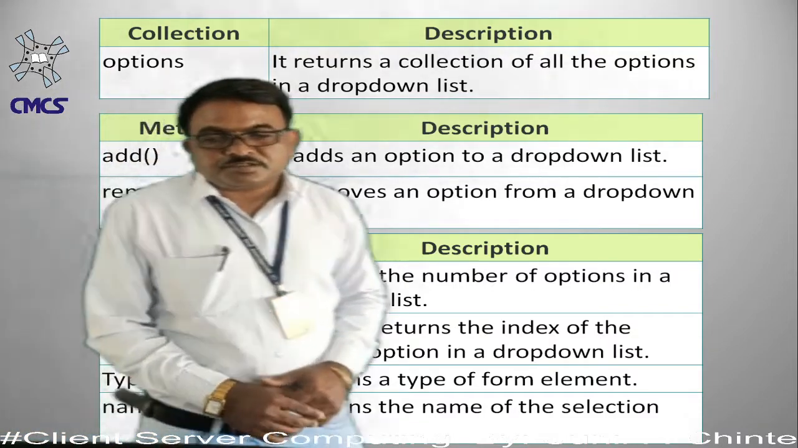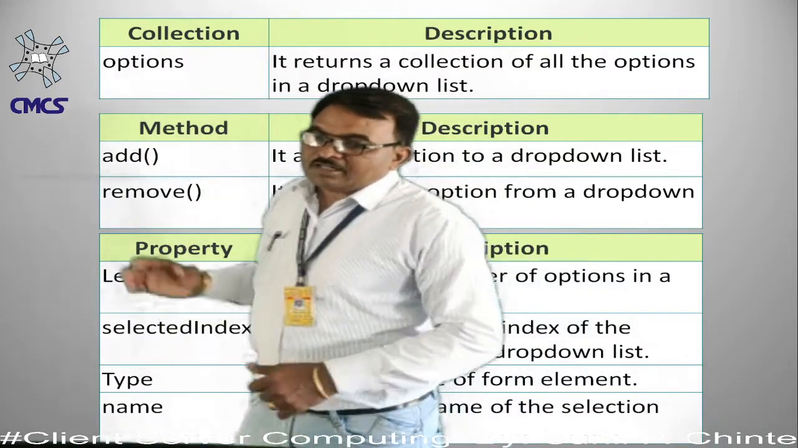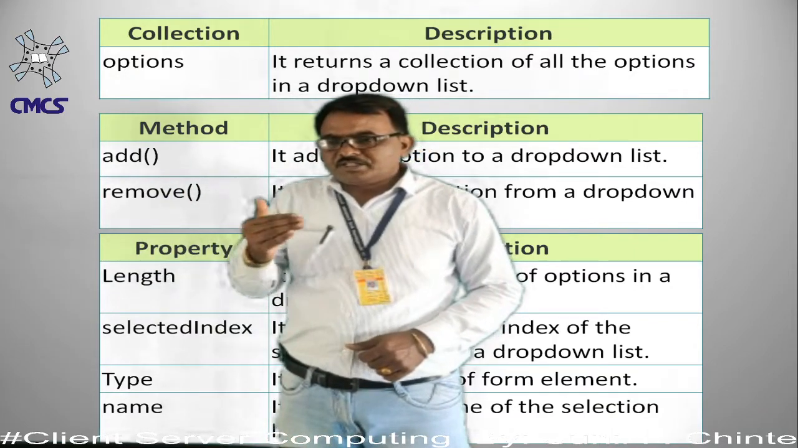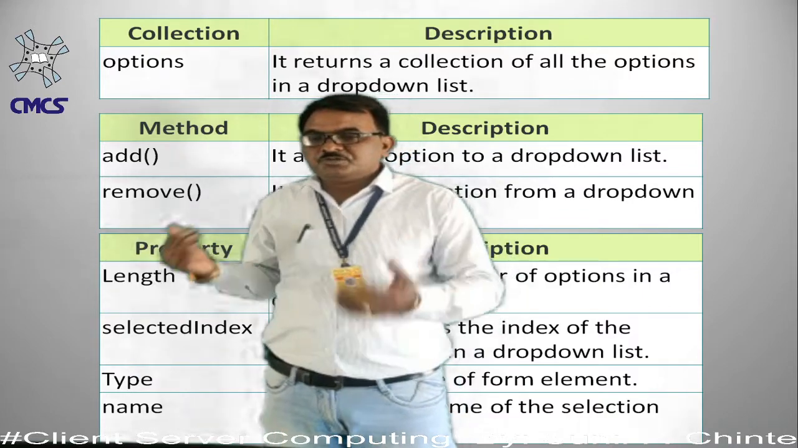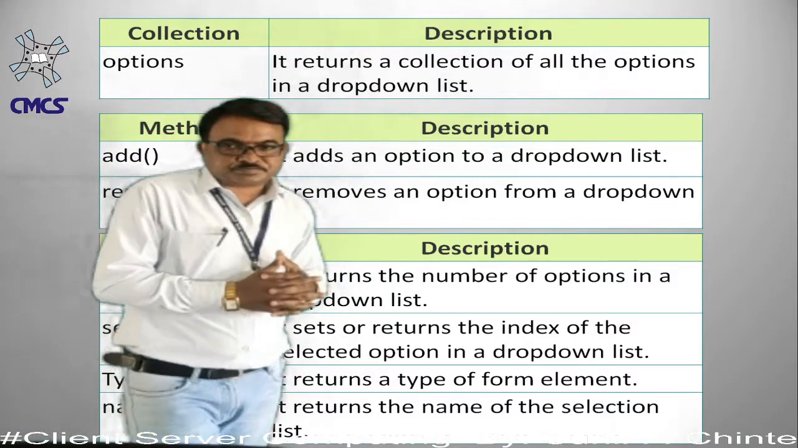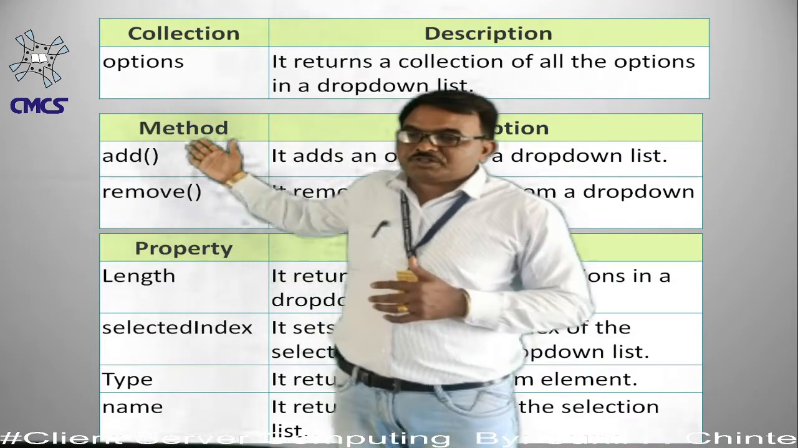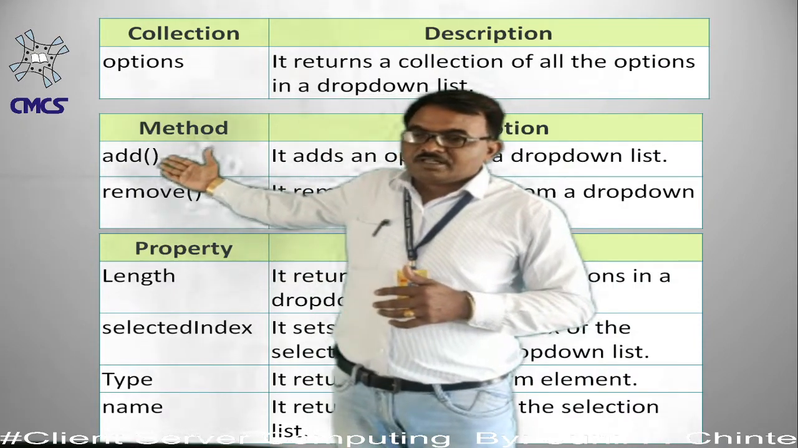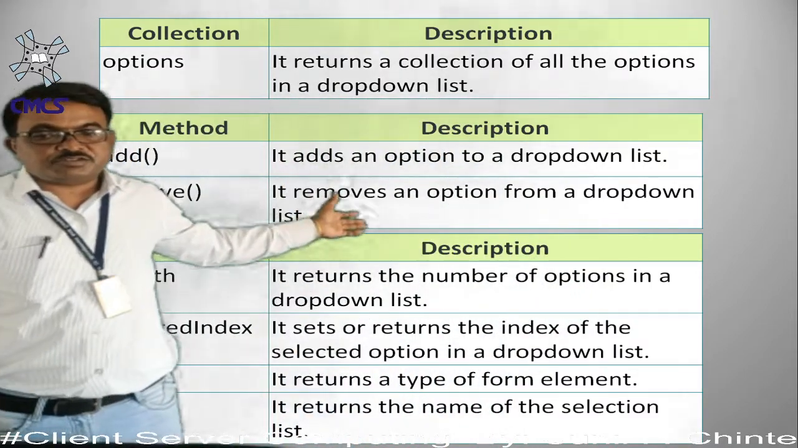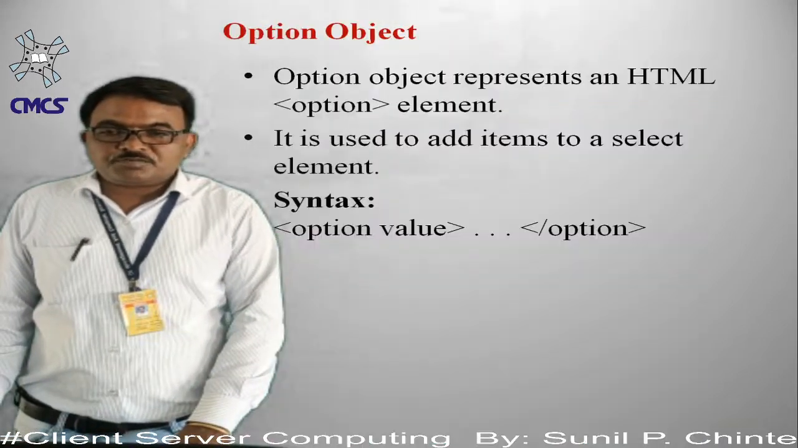Okay, this drop down list has methods like add and remove. The add method is used to add options in the drop down list, and remove is used to remove or drop options from the drop down list. So if you want to add some options into the drop down, you can use the add method, and if you want to remove or drop some options from the drop down list, you can use the remove method. Okay, so this is all about the drop down list.